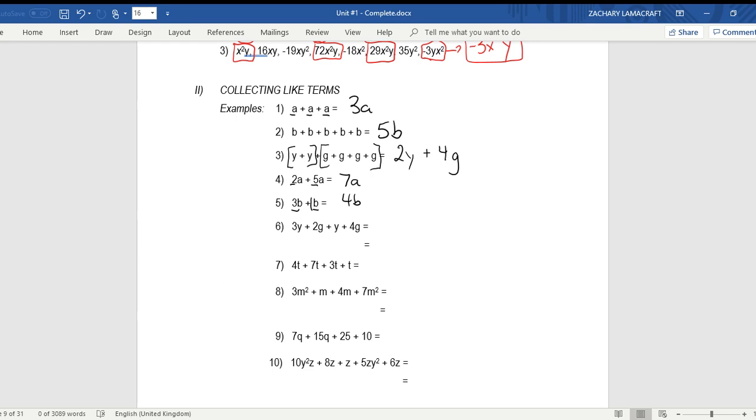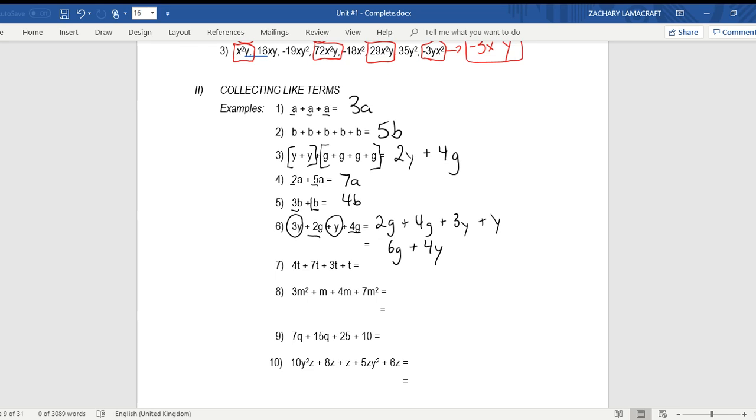All right. And when we collect them, we want to write them beside each other and reorganize it. So for instance, this one, we have 3y and positive y, and we have 2g and 4g. So if we did 2g plus 4g, we've organized our g's. And we have 3y plus y, we've organized our y's. So 2g plus 4g is 6g, and 3y plus y is 4y. So you see how we've reorganized that to make sure that the y's are in one area and the g's are in the other. So that's what we mean by collecting like terms.